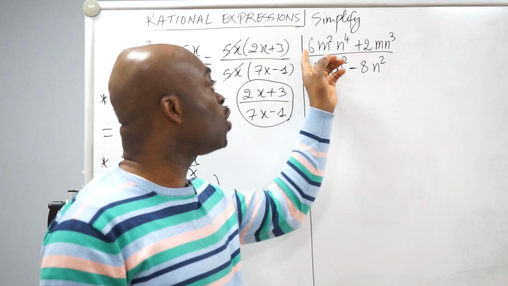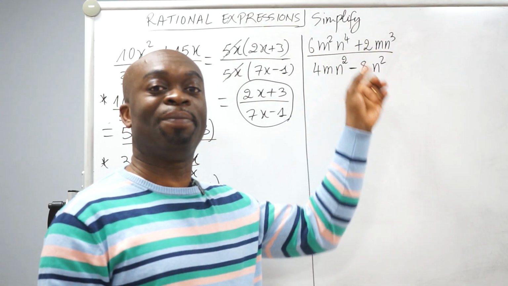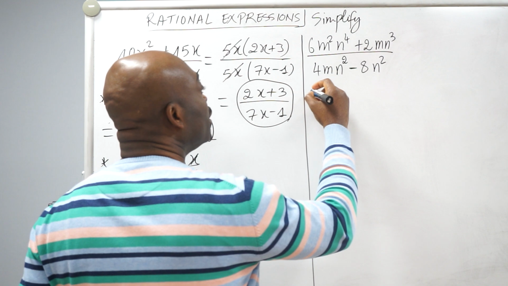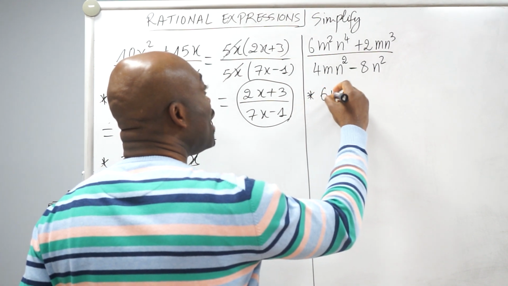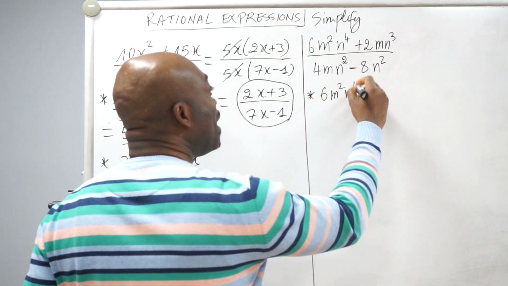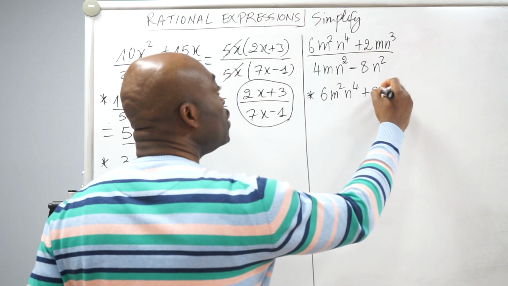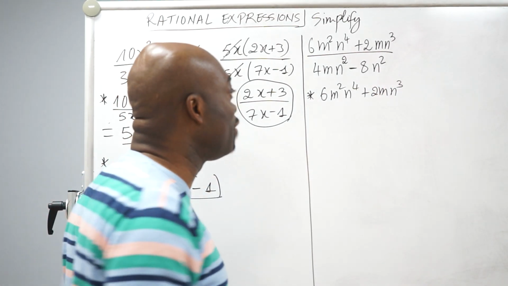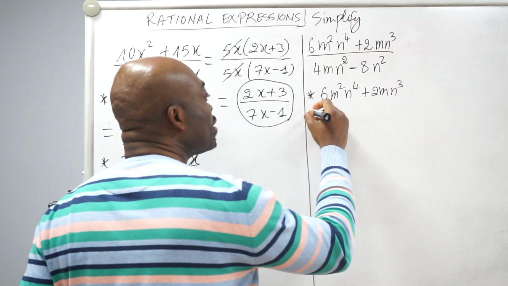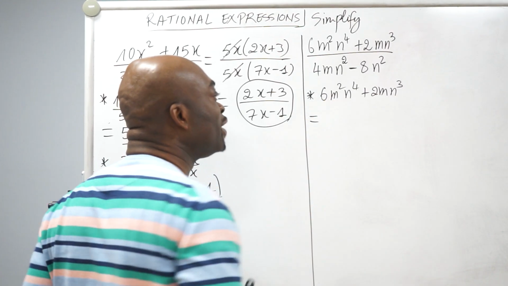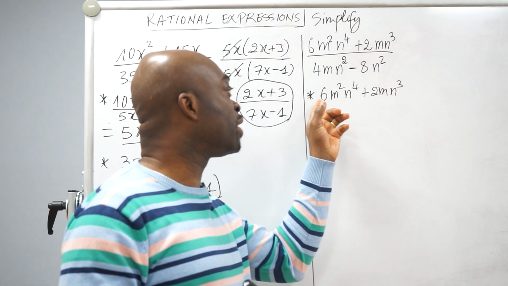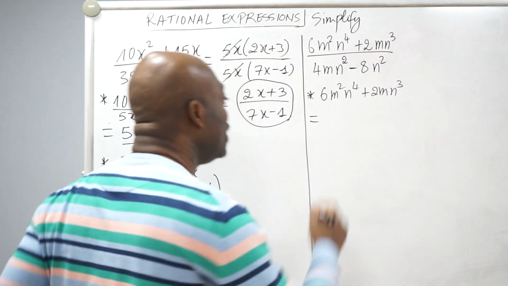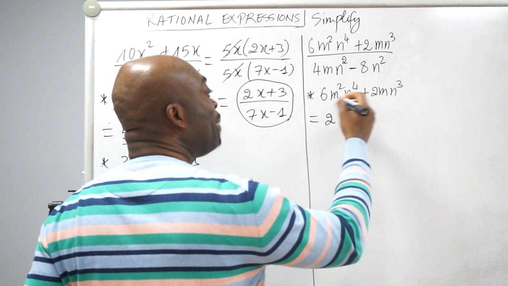So we also have to factor top and bottom as well. So we end up with 6m to the second n to the fourth power plus 2m n to the third power. All right, so how are we going to factor that? Again, what is the greatest common factor on this one? That would be 2, because 2 can go into 6 three times, and 2 can go into 2 one time. So we take it out, and then what happens to m?